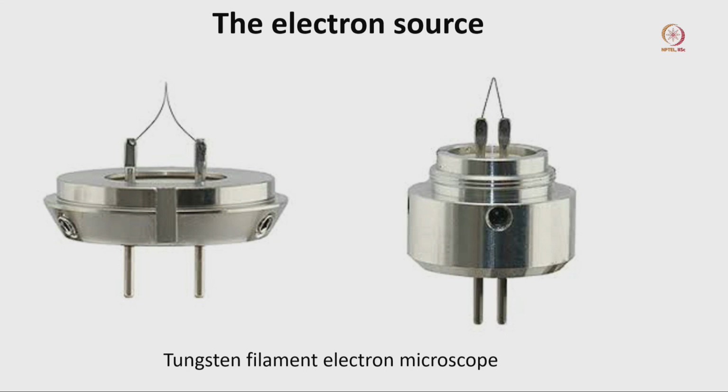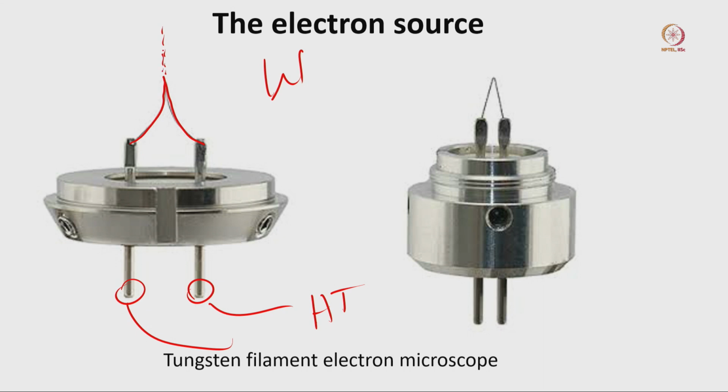Here you can see this is our filament. As I mentioned, this is our tungsten filament. This tungsten filament has two parts which are connected with our high tension. This is from the front view and this is from the side view, and you can see this is a very sharp hairpin region where the electrons will come out.